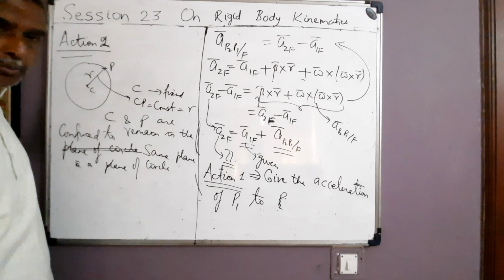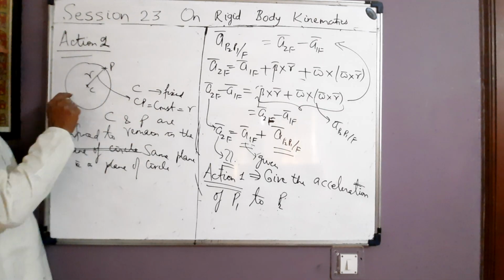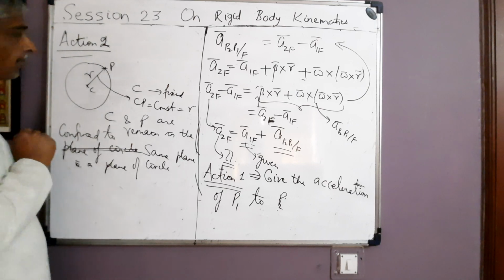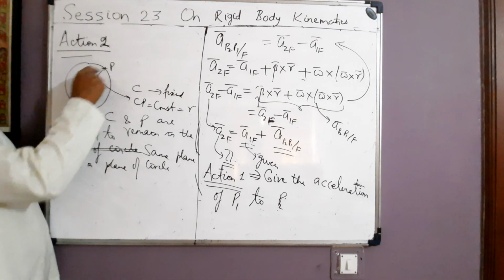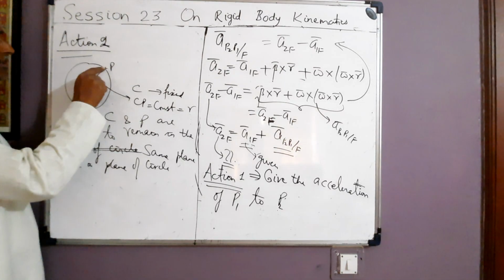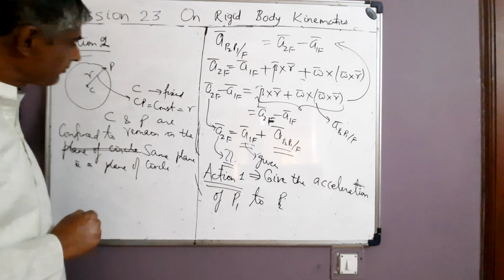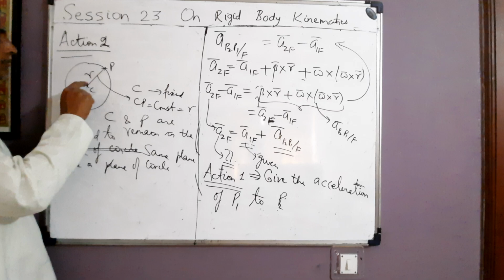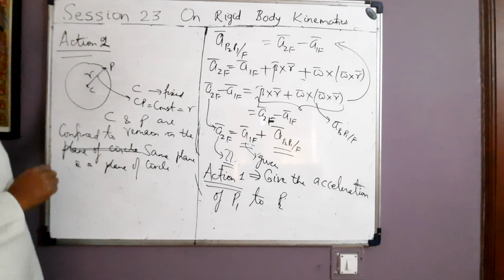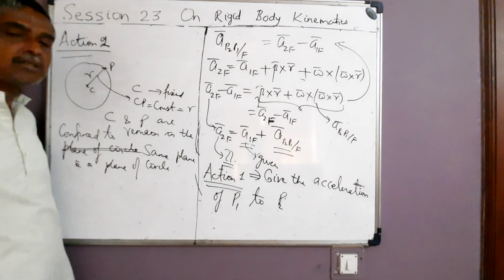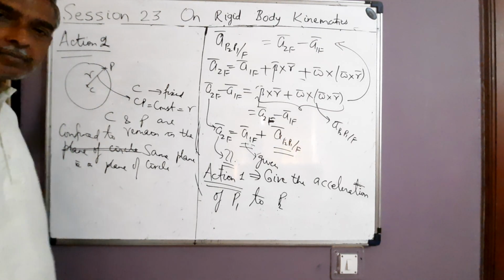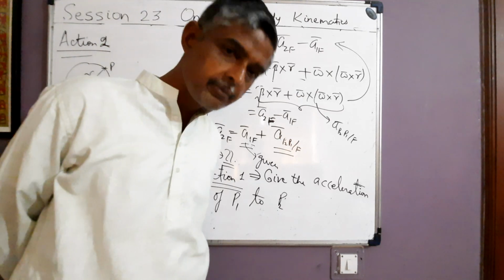If we take the converse phenomenon, if P moves in such a way that its distance from a fixed point C is constant, and P and C are confined to remain in the same plane, then P moves in a circle with C as the center. Fine. Is it clear what I've said?